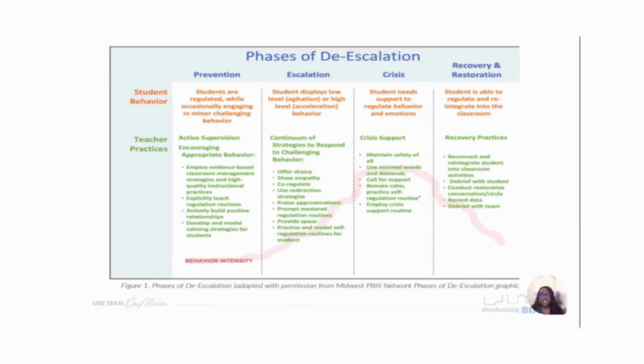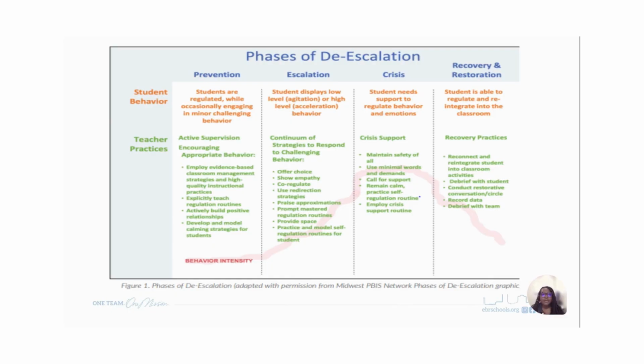For the second stage, and if you look at the behavior intensity, it's increasing. So at the second stage, which is escalation, students display low-level agitation and high-level acceleration behavior, meaning that their behavior is becoming more challenging. At this point, the supervisor is going to show empathy and offer choice. In addition, they're going to co-regulate and use redirection strategies. And above all, they're going to praise their ability to calm down and prompt the mastery of those behaviors. And they're going to give them a little space.